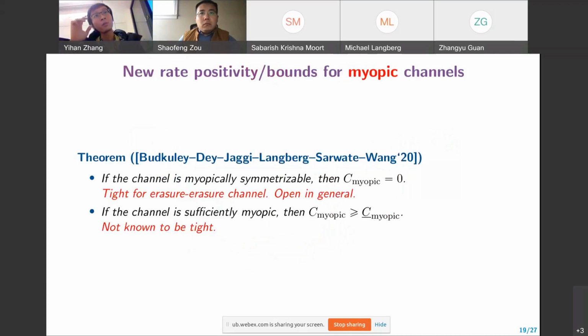So here, this problem turns out to be pretty difficult. Recently, there are some results on rate positivity of this channel and some results on capacity bounds, but none of these results are expected to be tight.